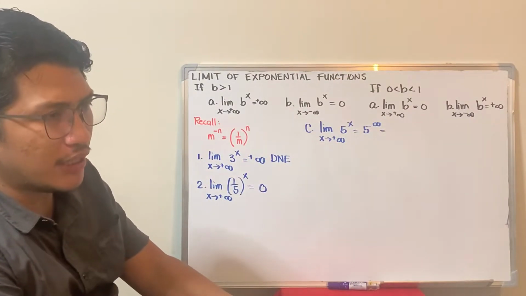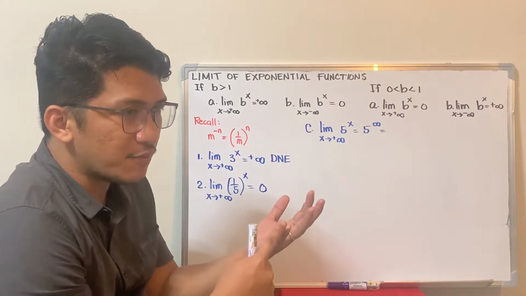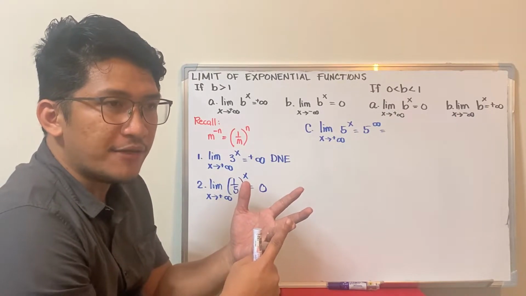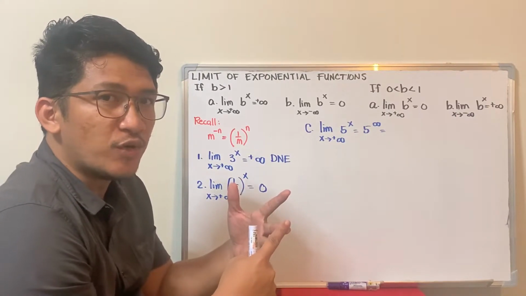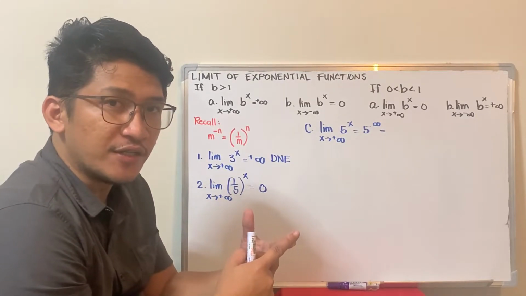So you can just look at the logic, or the analogy, the pattern. If 5 is multiplied by 5, it becomes 25. If multiplied by 5 again, it becomes 125. If multiplied by 5 again, it becomes 625.